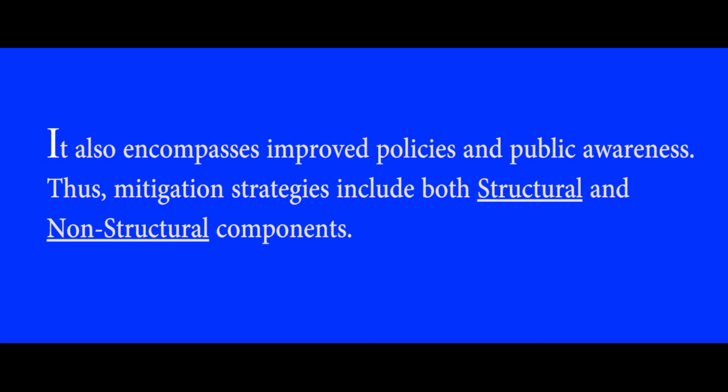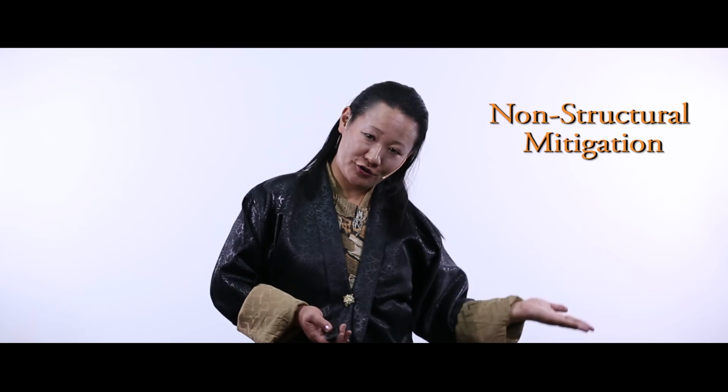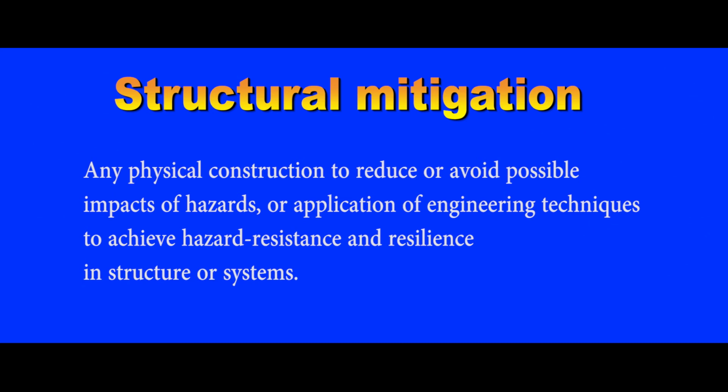Thus, mitigation strategies include both the structural and the non-structural components. These are the two: structural mitigation and the non-structural mitigation. Now, what happens in the structural mitigation? Any physical construction to reduce or avoid possible impacts of hazards. Or we need to apply engineering techniques to achieve hazard resistance and resilience in structures or systems.